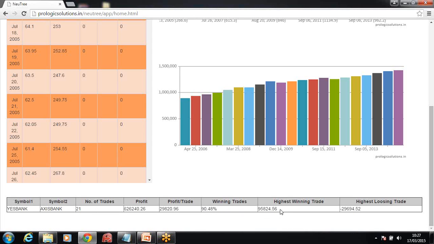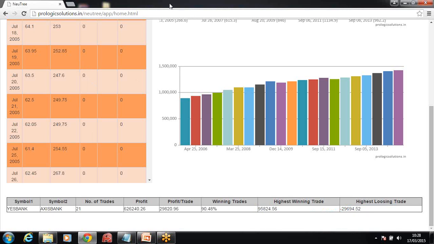And the highest winning trade, you'll have to always check this. First you'll have to check the correlation, and the second thing you'll have to check is the winning trades. Your percentage of winning trades should always be more than 70%. 70 to 75% your winning trade should be. And your highest winning trade in this is 95,000 on one trade, and the highest losing trade is 29,000 rupees only. So let's just check.